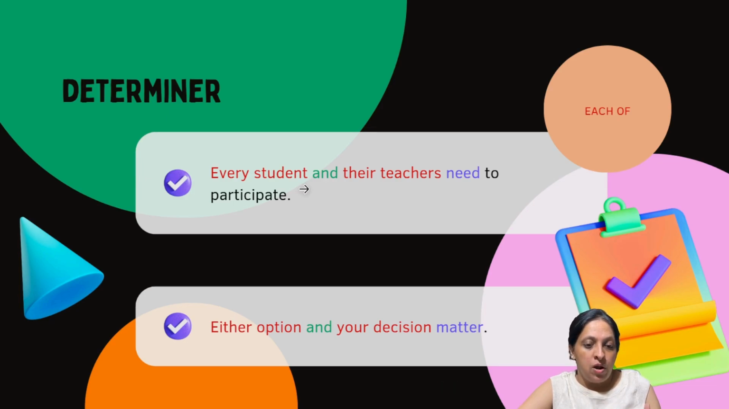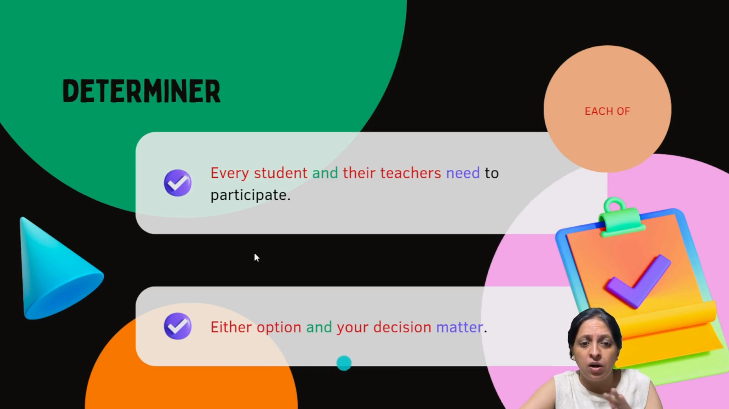Either option. What does it mean when we say either option? We mean that there are two options, and out of that, one. One of the options. That is what we mean. So either option matters. Now, when we are saying either option, we mean a single option out of the two. Okay. But if we add "and your decision," then we are adding a conjunction and along with that another subject. So what are we saying?